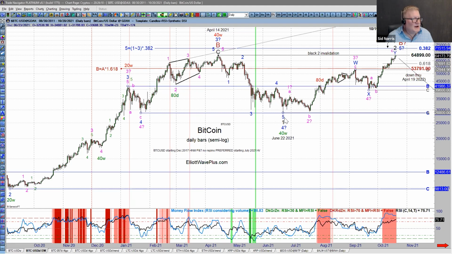But so my alternate is that this is a 5-wave up structure, 1, 2, 3, 4, 5, and we're getting a slightly longer than normal fifth wave. And even if it invalidates, I think that will barely make a new all-time high for Bitcoin, and then it'll immediately reverse and head down into April.